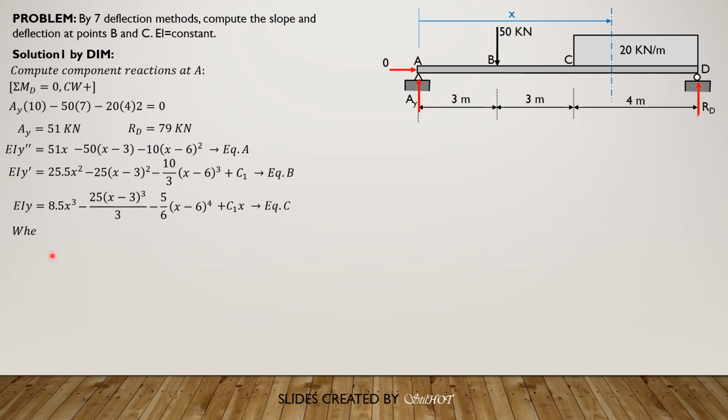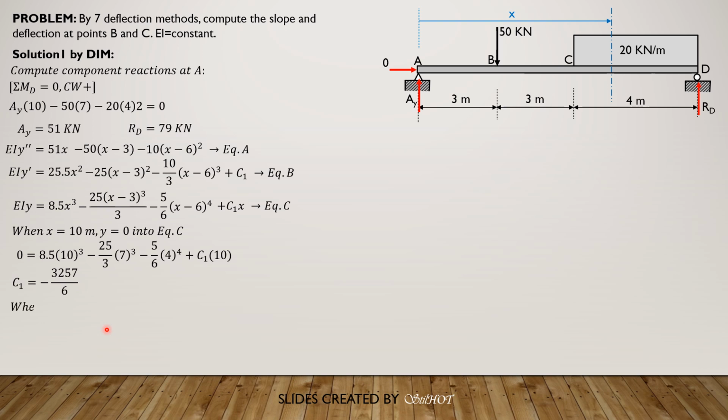Boundary conditions: when x is 10, y is 0, so we can solve the value of c sub 1. So 0 equals 8.5 times 10 cubed minus 25 times 7 cubed over 3 minus 5 over 6 times 4 to the fourth plus c sub 1 times 10. Solving for c sub 1 equals negative 3257 over 6. Remember, that's the slope at A divided by EI, of course.